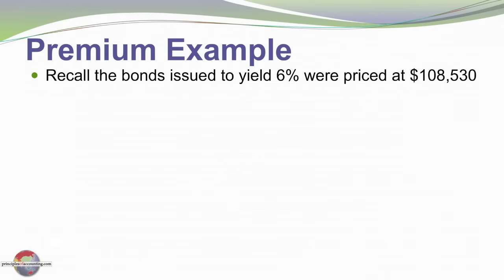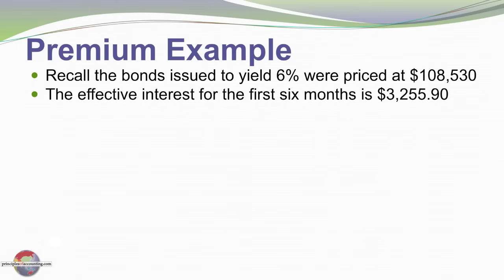To illustrate, recall from our previous illustrations that we had a bond that was priced to yield 6%. This was an 8% bond, and it was priced at $108,530. In a previous module, as well as the textbook, this calculation is illustrated. So for now, let's assume it's just a correct number, $108,530. The effective interest for the very first 6-month period of holding that bond will calculate to be $3,255.90. That's the $108,530 times the 6% effective rate for 6 months, or times 6/12 of a year.